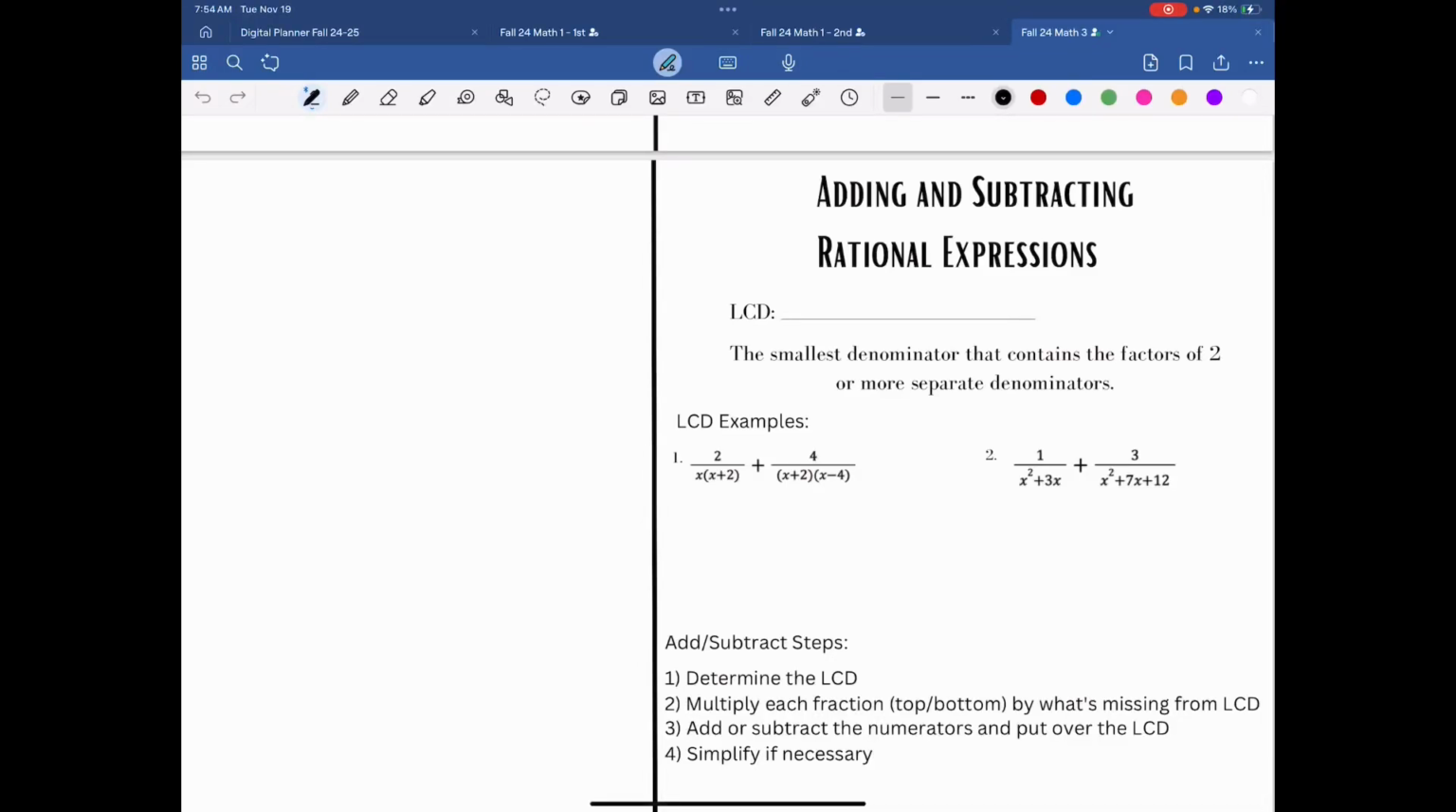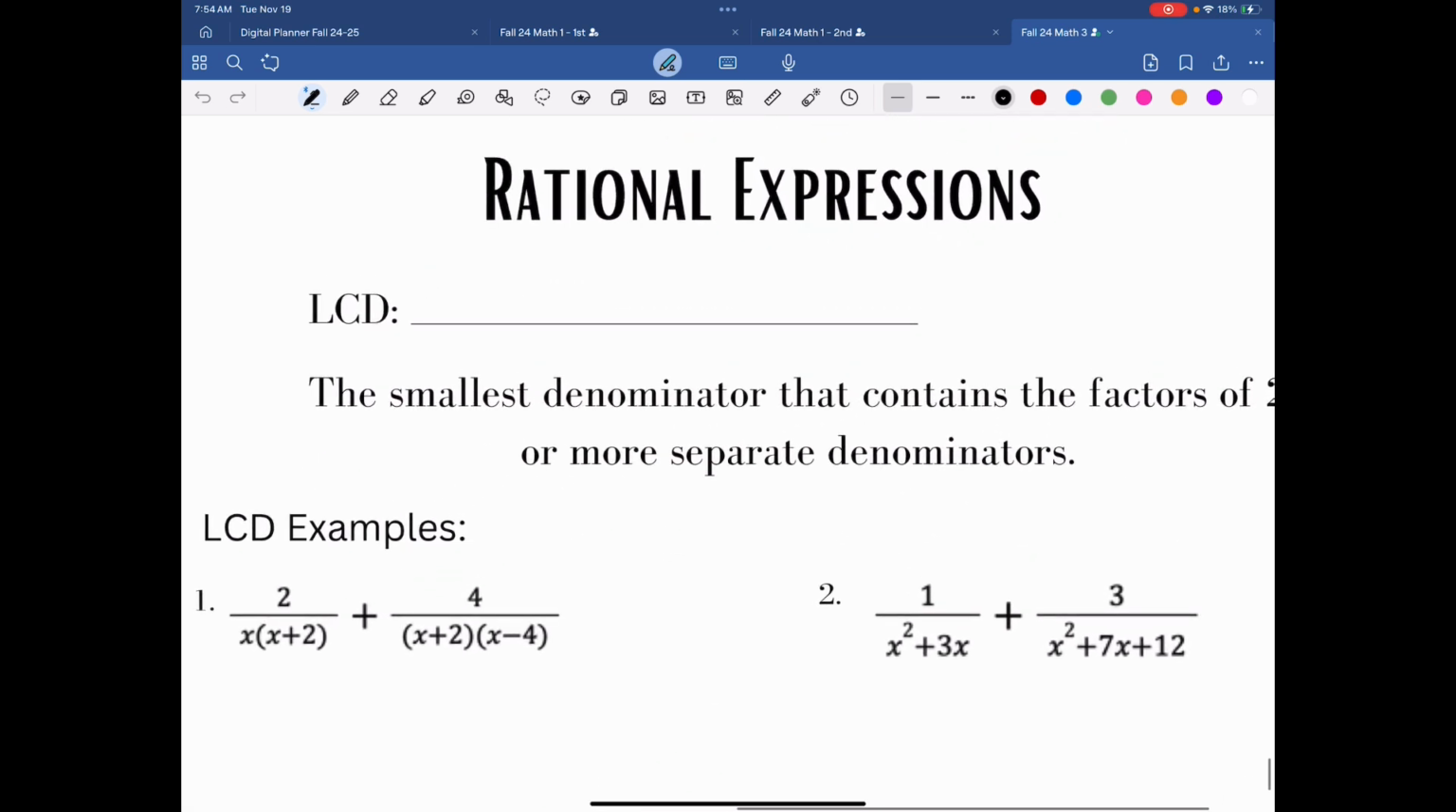Alright, in this video we're going to be talking about how to add and subtract rational expressions. Just like with any fraction, if it's just numerical or if it has variables, you have to have what we call an LCD. So the LCD is the least common denominator.